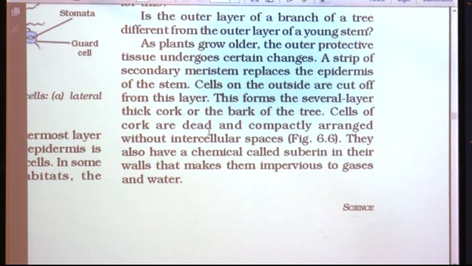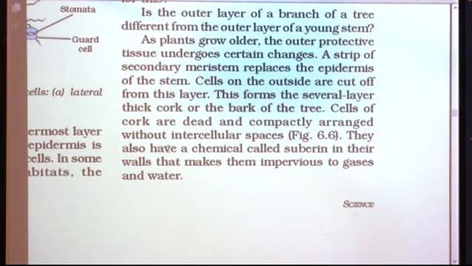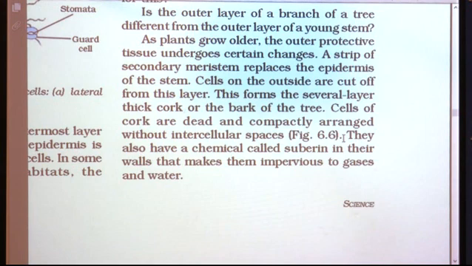Cells of cork are dead and compactly arranged without intercellular spaces. So, how are the cells of this cork? They are dead and these cells are very close to each other. They are very tightly packed, means compactly arranged, and there are no intercellular spaces, means there is no gap in between the cells.